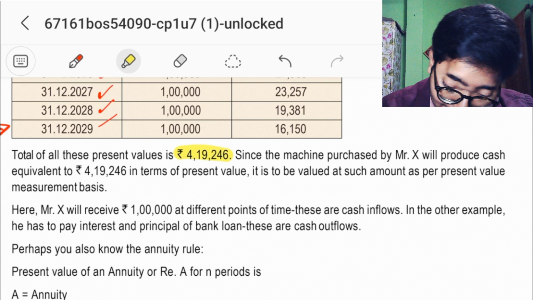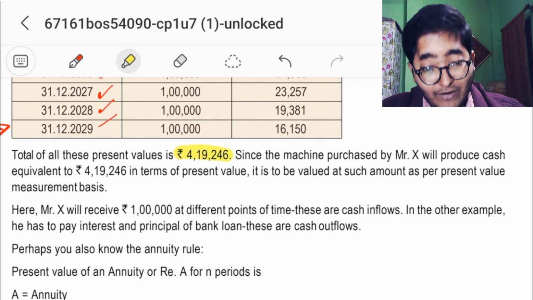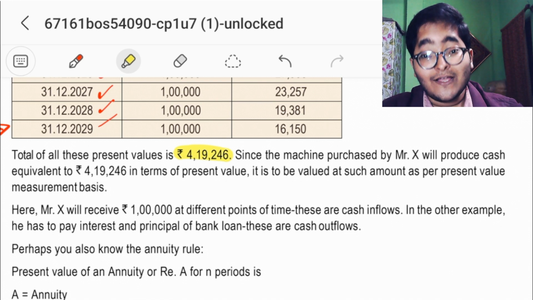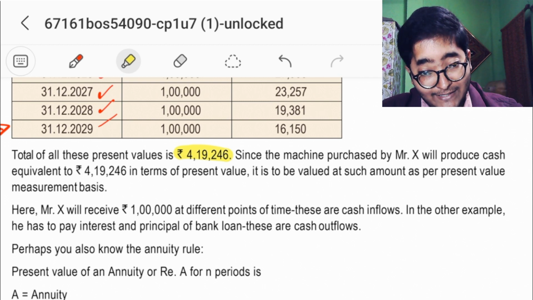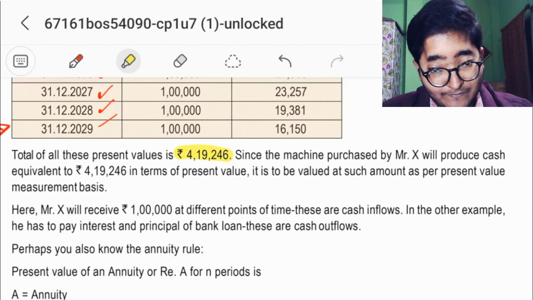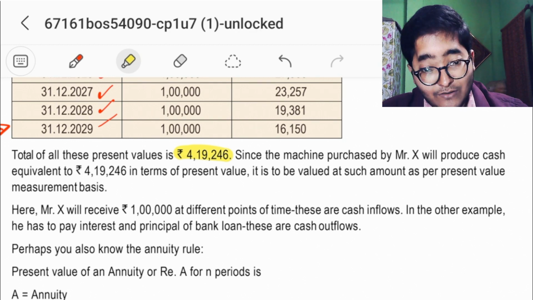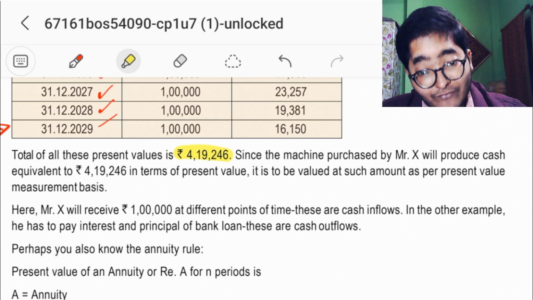Since the machine was purchased by Mr. X, it will produce cash equivalent to rupees 4,19,246 in terms of present value, and it is to be valued at such amount as per the present value measurement basis. Here, Mr. X will receive 1 lakh at different points of time. These are cash inflows.